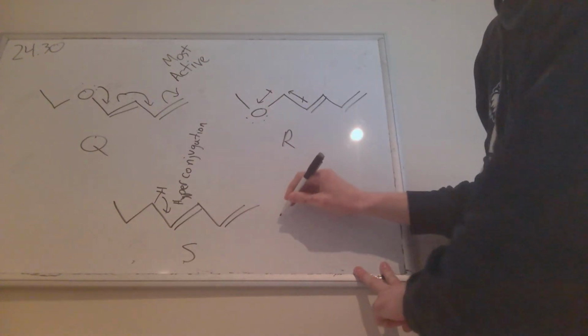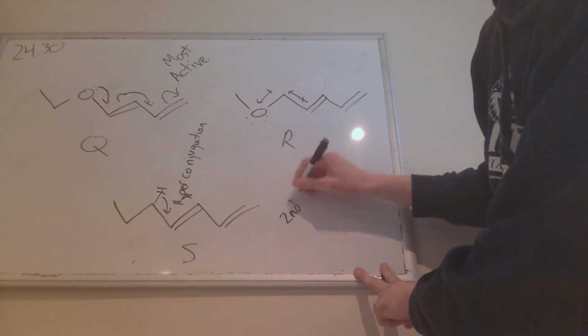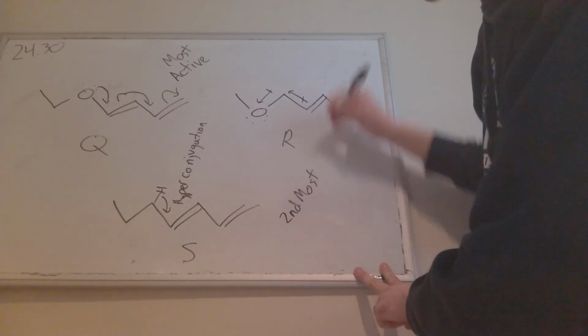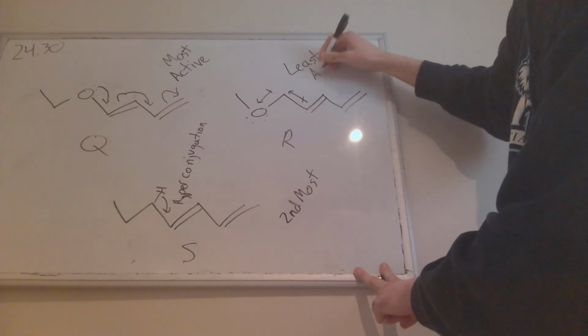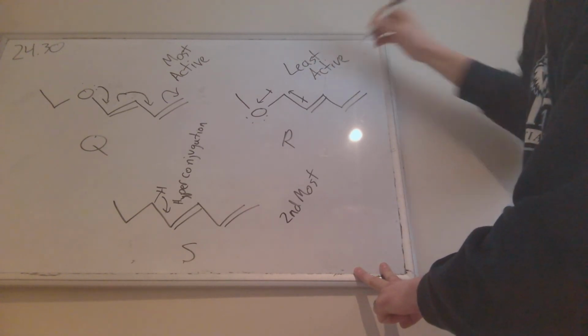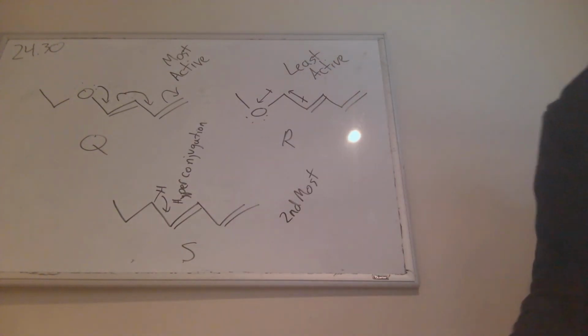This is going to be the second most, or the middle. And this one, R, is going to be the least active, because it actually withdraws electrons from the system rather than adds electrons into the system.